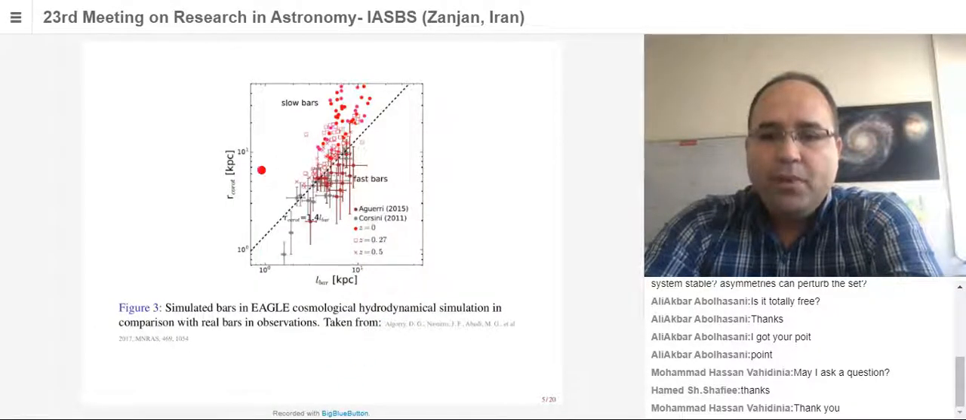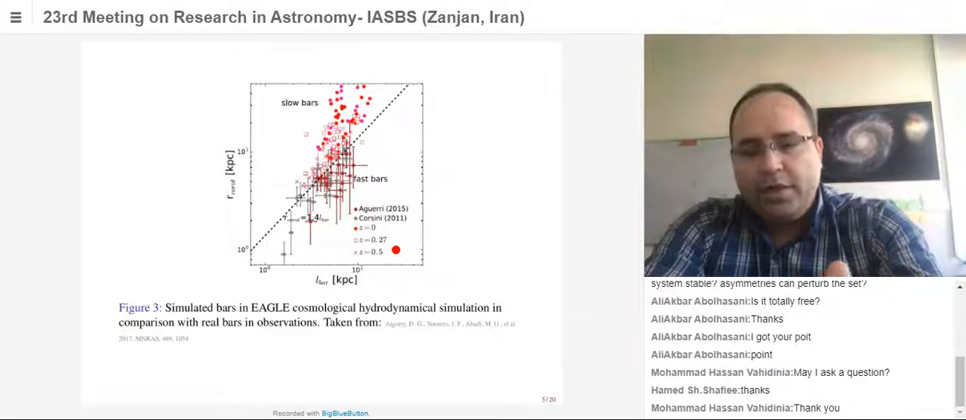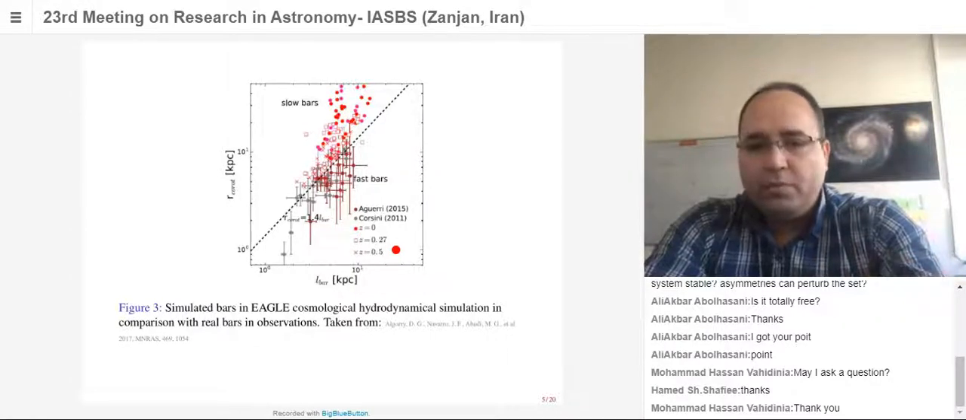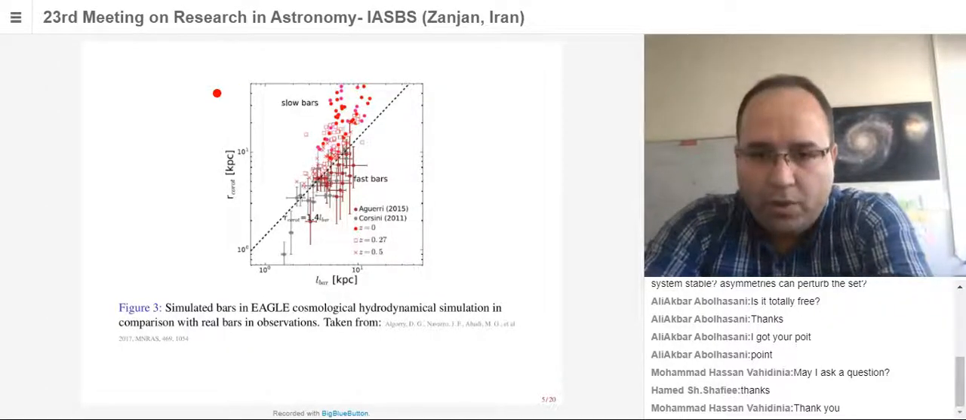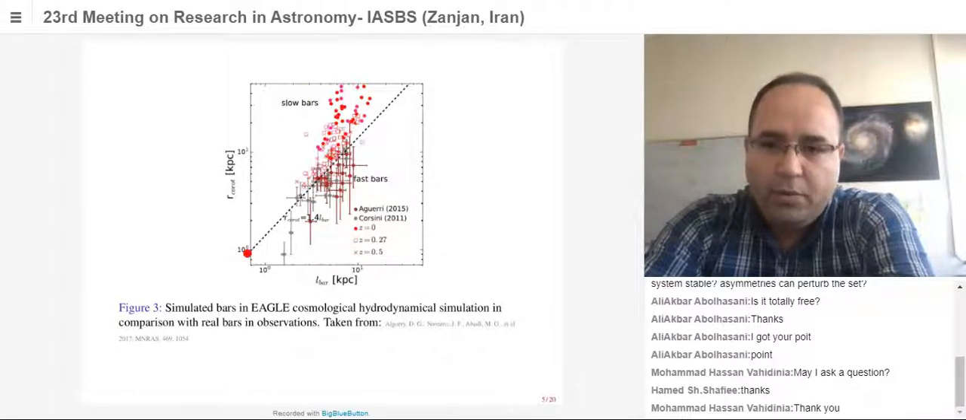The problem is that when we use isolated and controlled simulations in dark matter models, or cosmological simulations, almost all the galaxies host slow bars. There is a big tension. Here we have brought this picture from EAGLE's cosmological simulations. The error bars show real observations, and the red points belong to simulations. As you see, all the bars in the EAGLE simulations lie in the slow bar regime, and all the observations in the fast bar regime.